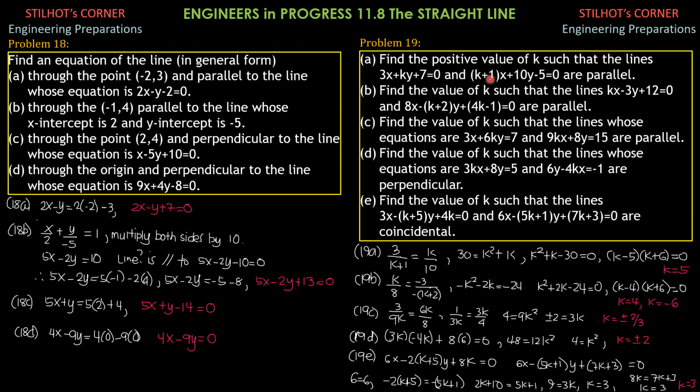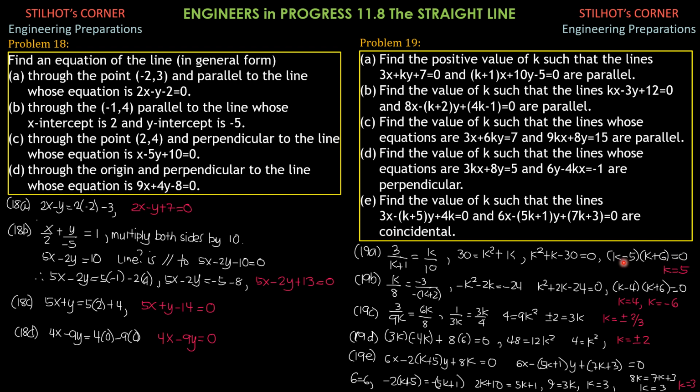So 3 over k plus 1 equals k over 10. So that's the equation. 3 over k plus 1 equals k over 10. Cross multiply. 30 equals k square plus k, or k square plus k minus 30 equals 0. Then we factor this into k minus 5 times k plus 6 equals 0.